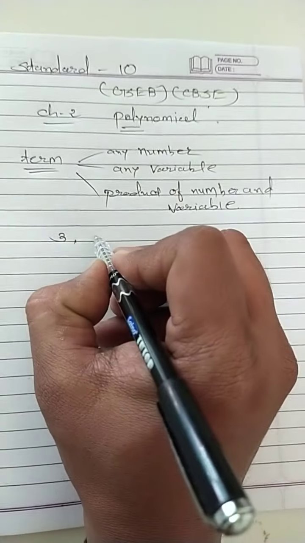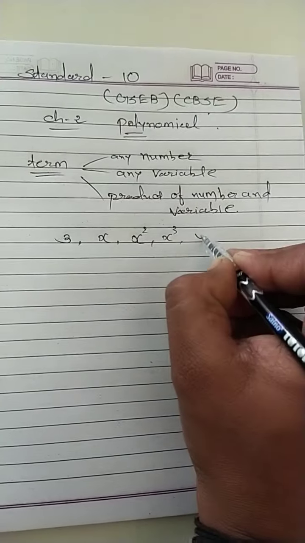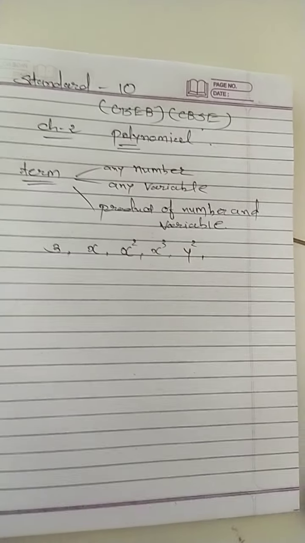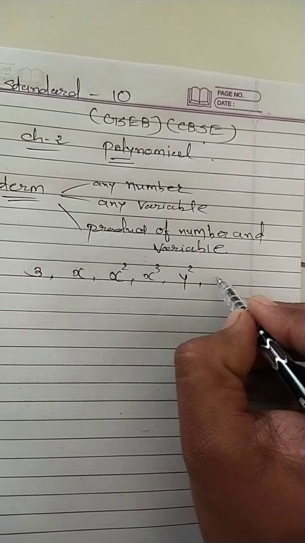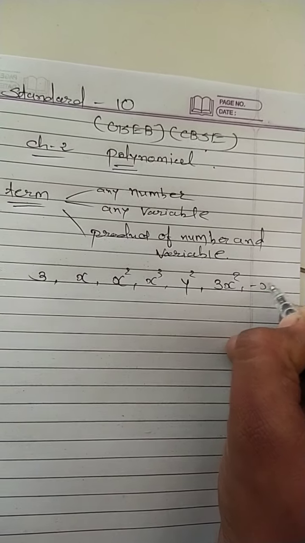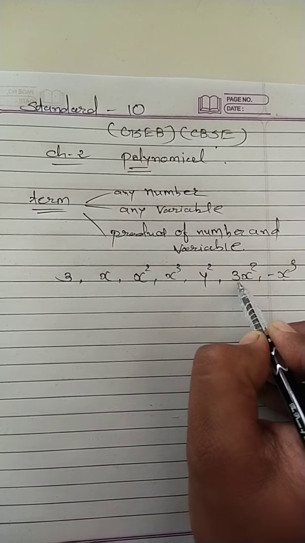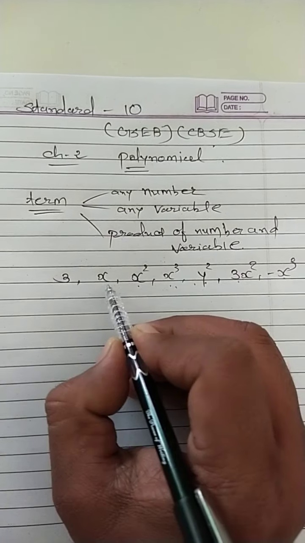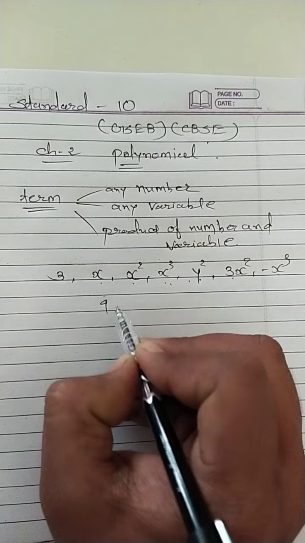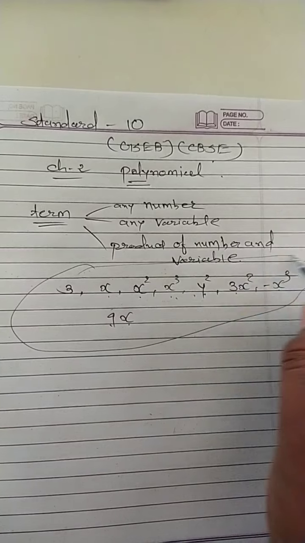For example, only x or x square or x cube or y square or xy, these all are variables, and these all are terms, or product of number and variable. Suppose I am writing 3x square or minus x cube, matlab here in minus x cube the coefficient is minus 1. Remember that here the coefficient of x square is equal to 3, the coefficient of y square is equal to 1, the coefficient of x cube is equal to 1, here also 1 and here also 1. If I write 9x, then the coefficient of x is equal to 9 here. So these all are terms.